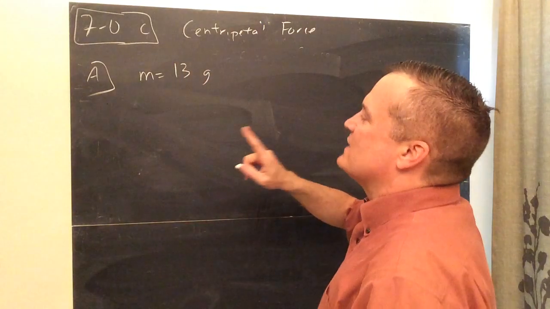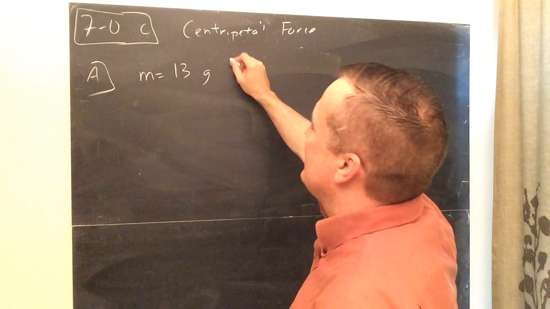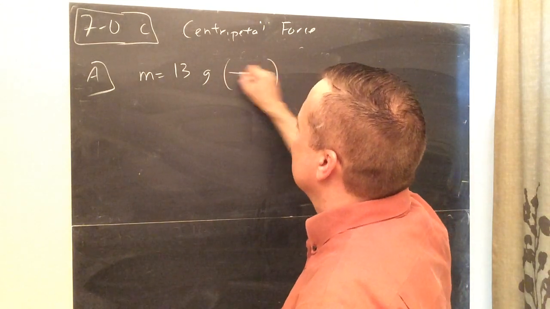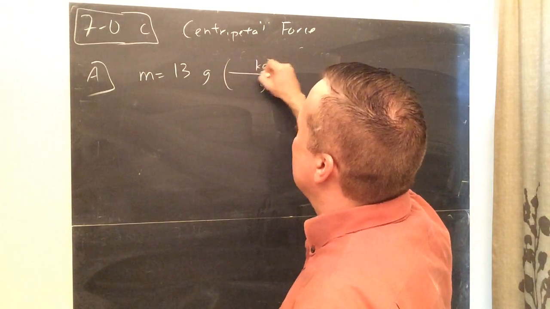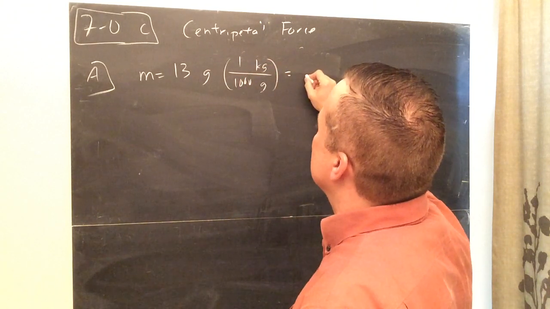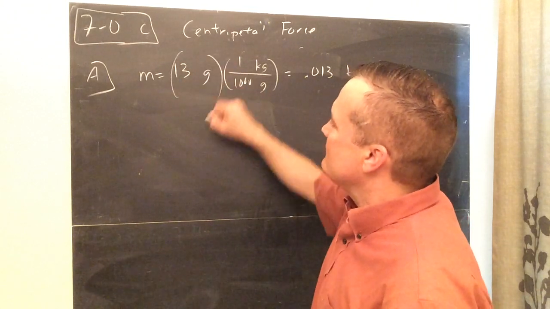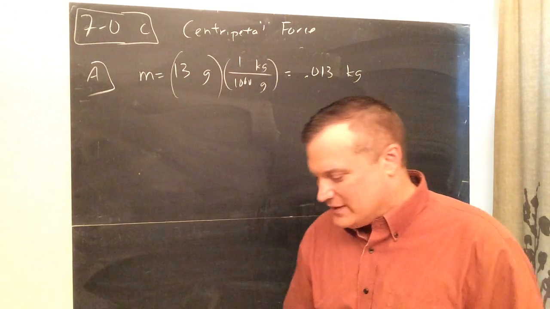Now, I'll do this because I know right off: in physics, you always have to change it into kilograms. So you divide by 1,000. If you want to do it this way, gram, kilogram, 1,000. 13 divided by 1,000 will be 0.013 kg. So the mass is 0.013 kg.